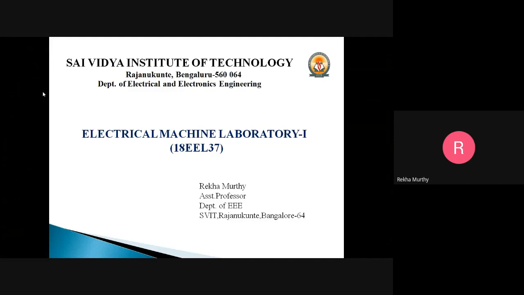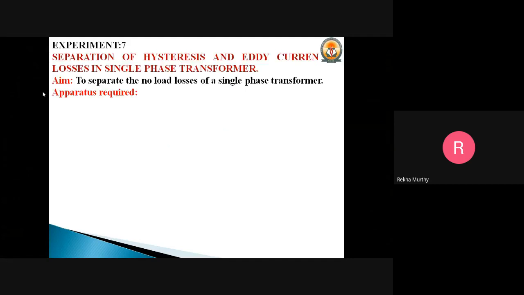The experiment which belongs to cycle 2 is the separation of hysteresis and eddy current losses in a single phase transformer. As the name suggests, the hysteresis and eddy current losses belong to the iron losses category. As we have studied in the transformer, there are two losses: one is iron loss or the core loss, and the other is copper loss. Under the iron loss, we have the hysteresis and eddy current losses.